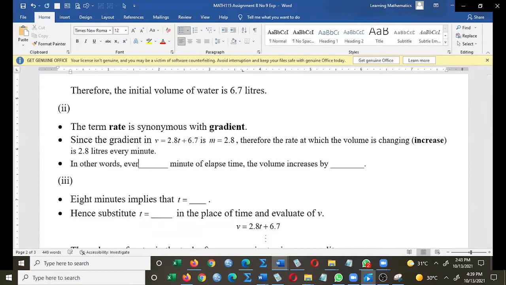every 1 minute, exactly. That's the definition of gradient right there. Every 1 minute of elapsed time, the volume increases by 2.8. 2.8 what? Liters. Part 3. What is part 3 asking?